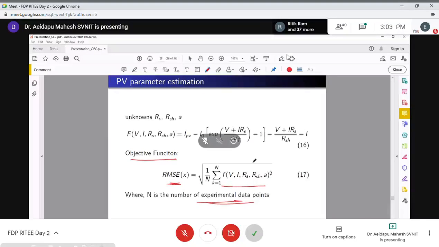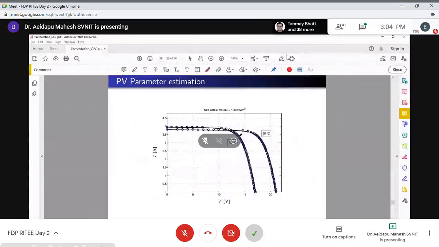So all the experimental data points you are supposed to take. For each iteration, you are supposed to take all the data points for each value combination of RS, RSH, and A. Then find out the error for that, which is going to be the fitness for each particle, and then those positions will be updated. At the end, if this error is 0 for all the data points, it's not one data point, your objective function is the error corresponding to all the data points.